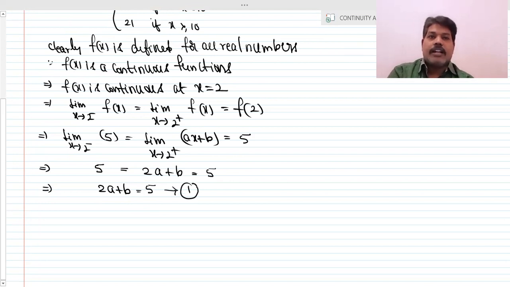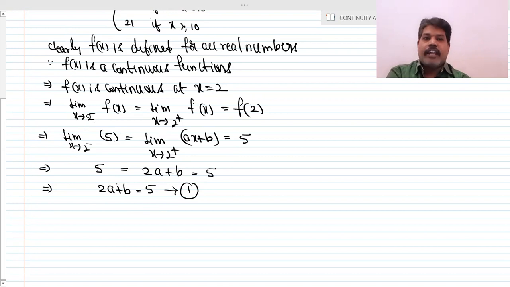Clearly f of x is defined for all real numbers. f of x is a continuous function, automatically f of x is continuous at x is equal to 2. So by the definition, limit as x tends to 2 minus of f of x is equal to limit as x tends to 2 plus of f of x is equal to f of 2. Equate these three, you will get one equation.